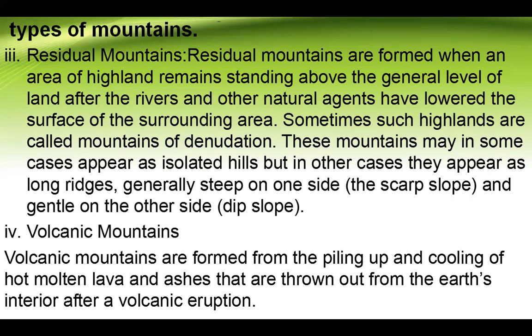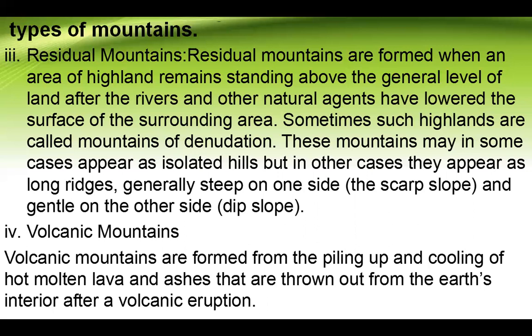Such mountains of degradation result from various weathering agents such as rainfall and wind. Now these mountains may in some cases appear as isolated hills, but in other cases they appear as long ridges, generally steep on one side, the scarp slope, and gentle on the other side, known as the dip slope.